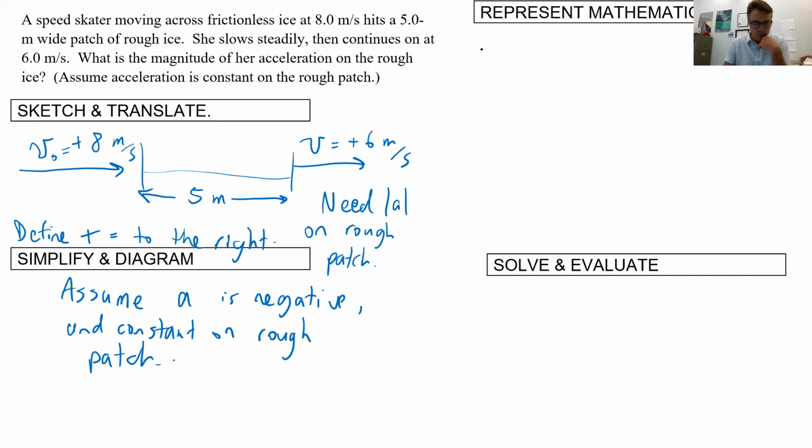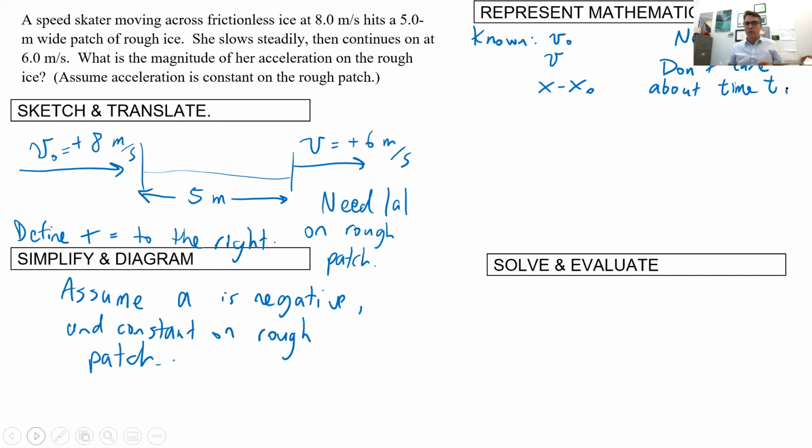And so if we list our knowns here, we know the initial velocity, we know the final velocity, which doesn't have an F. We know x minus x0 is the 5 meters. And what we need is A. What we don't care about in this problem is the time. Time is neither given as one of the knowns, nor is it requested. How long does it take? So the equation we'll use is 2.7 because it doesn't have t. And we're going to solve for A.